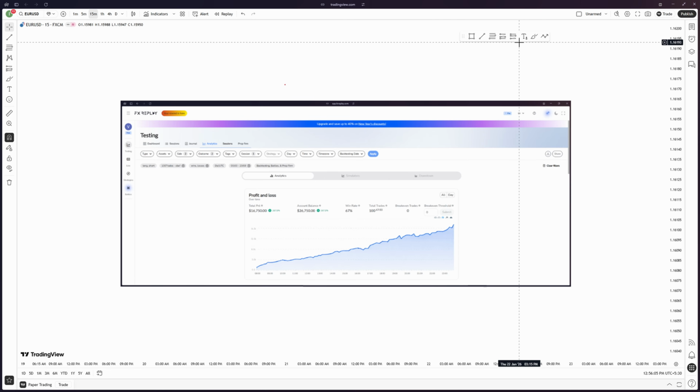Now let's look at the results. I'll keep a clear view on the screen so you can see everything for yourself. This is the equity curve from the 100 trades I backtested using this setup. The first thing I want to say is, this is not a straight line. There are pullbacks. There are losing streaks. And that's normal. Over these 100 trades, the win rate came out to around 67%.